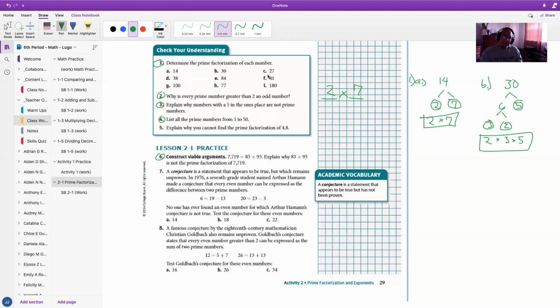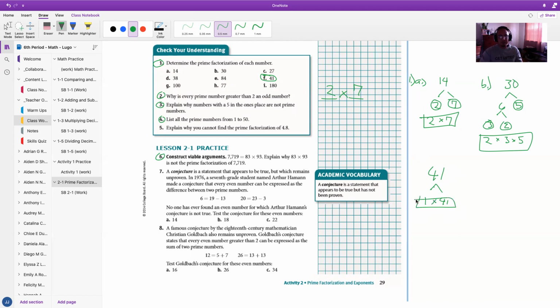Do pay attention to F, though. Because for F, they're asking you, well, what's the prime factorization of 41? Problem is that 41 is a prime number. The only factors it has are 1 and itself. So as an answer, just put 1 times 41.